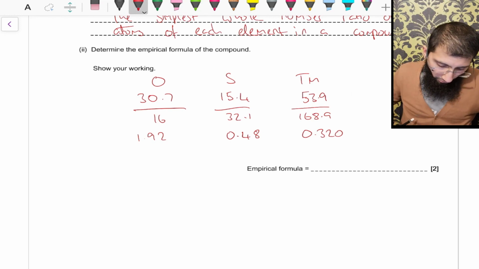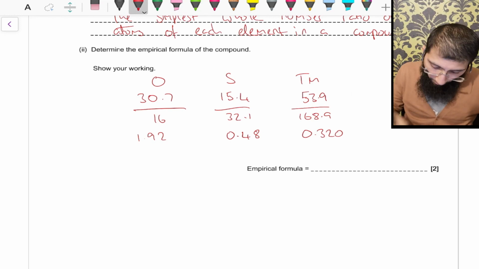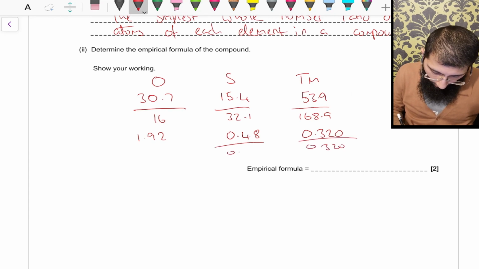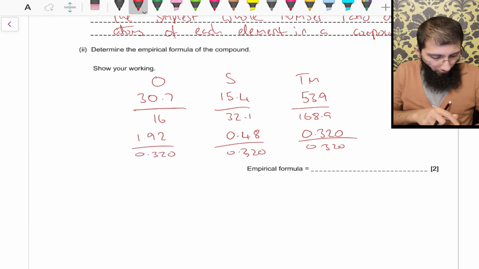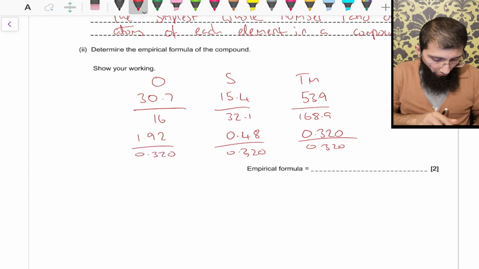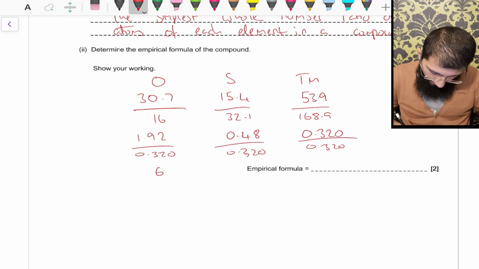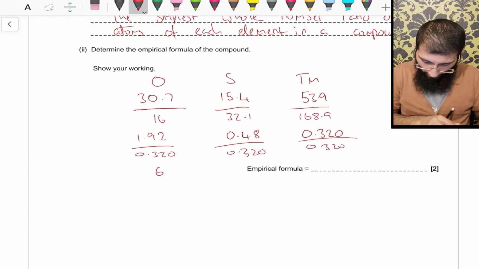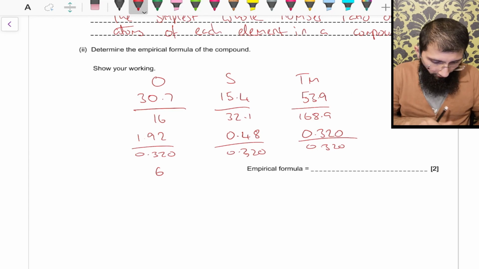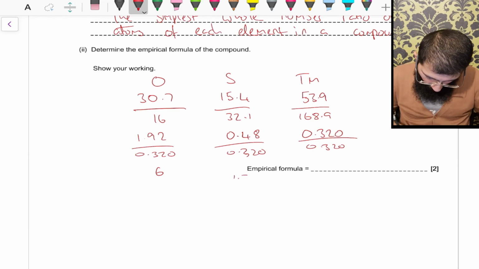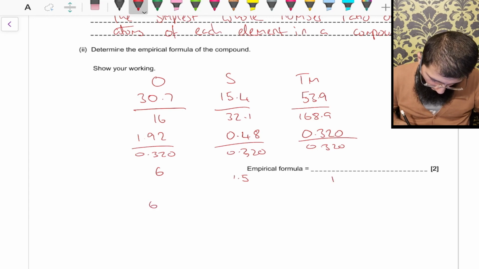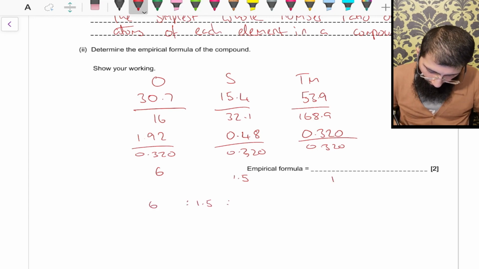So to work out what the whole number ratios are, I'm going to divide by the smallest number of moles, which is 0.320, the moles of thulium. That's for each one. So for 1.92 divided by 0.320, I end up with a number of 6. For 0.48 divided by 0.32, it's going to be 1.5. And for the last one, of course, it's just 1. So we've got a 6 to 1.5 to 1 ratio.